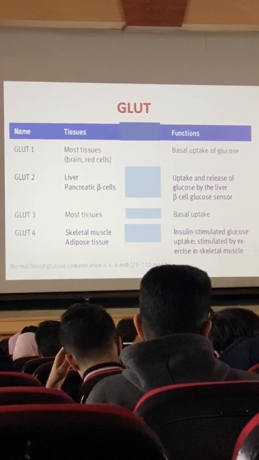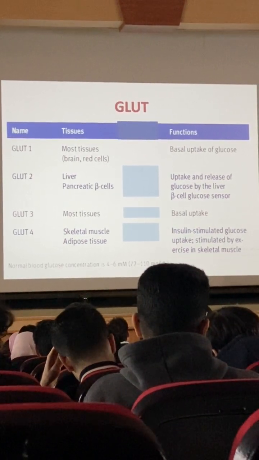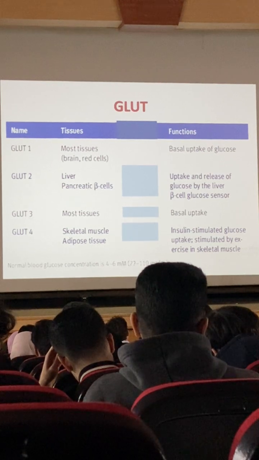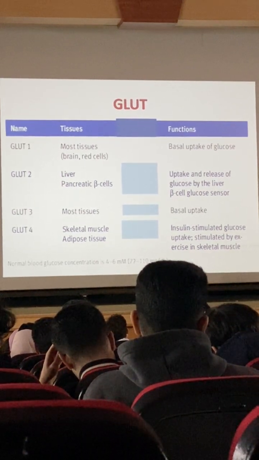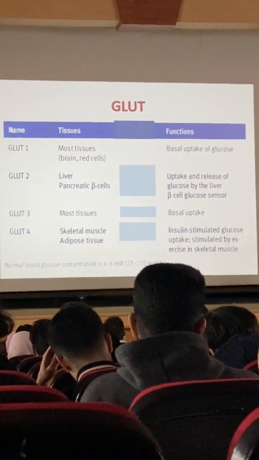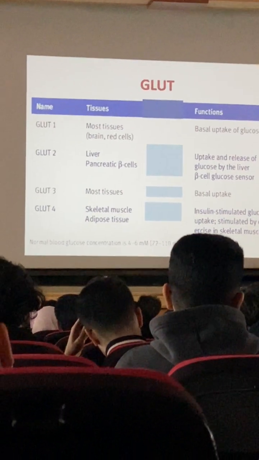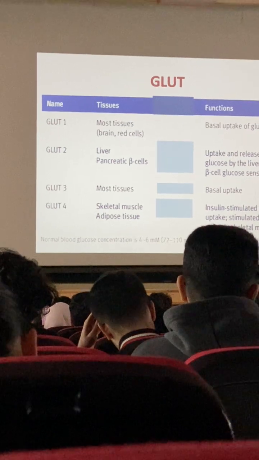Even if the patient or a person is in a state of hypoglycemia, low blood glucose, still GLUT 1 has high affinity for glucose, so the glucose will still enter into brain cells and into the red blood cells. This is the meaning of basal uptake.